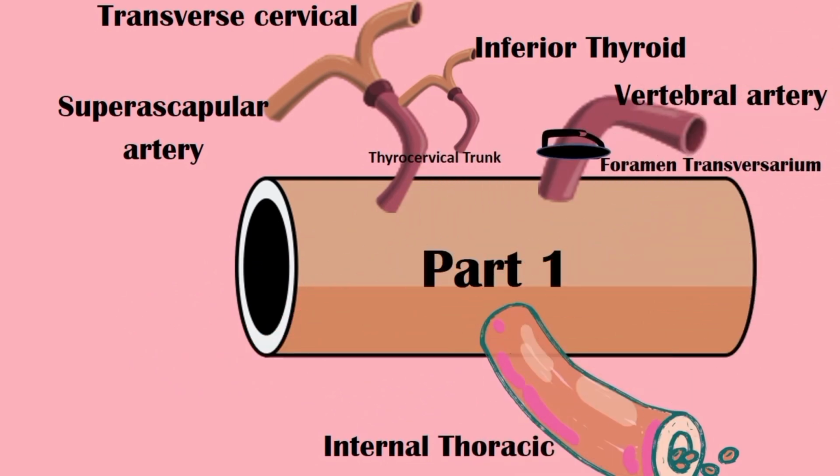Now we'll talk about first part in detail. So from first part, there are three main arteries which are arising. That is vertebral artery, thoracocervical trunk, and internal thoracic artery. As for vertebral artery, it is transmitted by foramen transversarium, and foramen transversarium is actually exclusive to the cervical vertebra only. If we talk about thoracocervical trunk, it will give rise to three main branches: transverse cervical, suprascapular, and inferior thyroid.